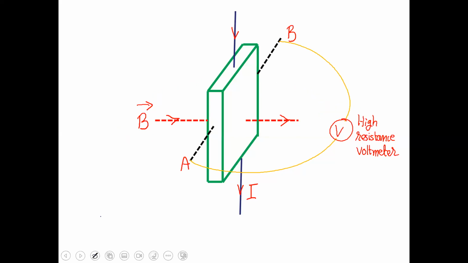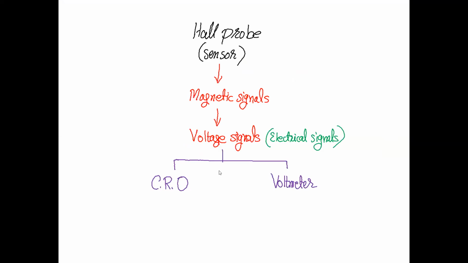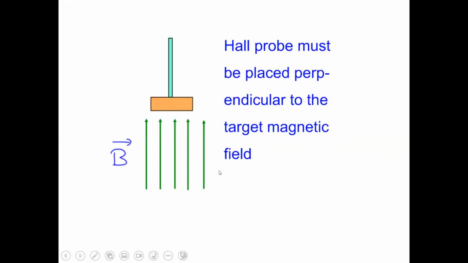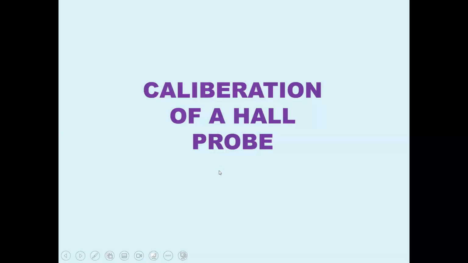Now you have to copy this screen. After mentioning this concept, that Hall probe is a sensor, being a sensor, it has to be calibrated. Now give a side heading, calibration of a Hall probe.